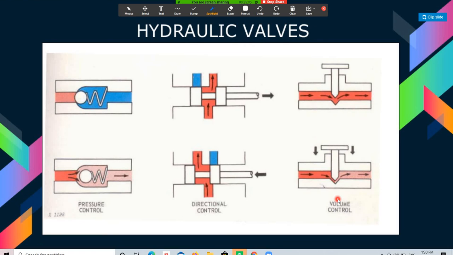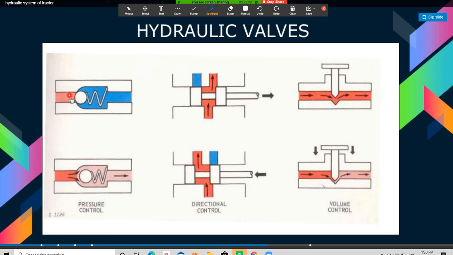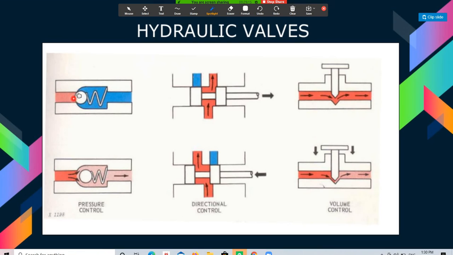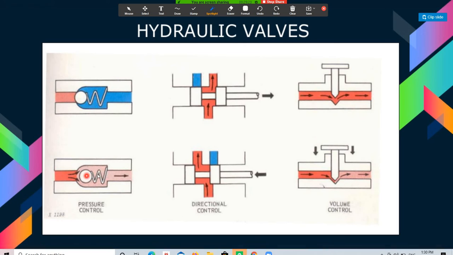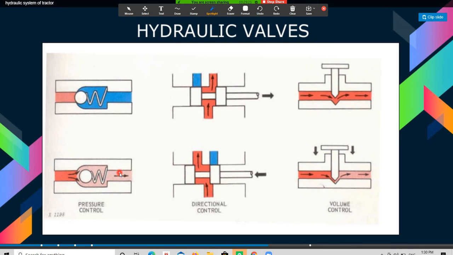So you can see how the pressure control valve operates. You can see in the first diagram that the spring is extended and the valve closes the inlet with the help of the ball. But what happens when pressure increases? It pushes on the ball, the spring gets compressed, and the flow passes through the surrounding wall. This is called the pressure control valve.